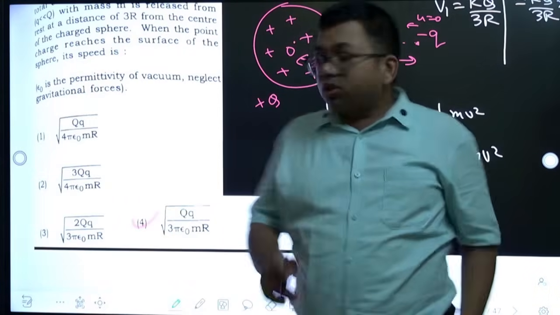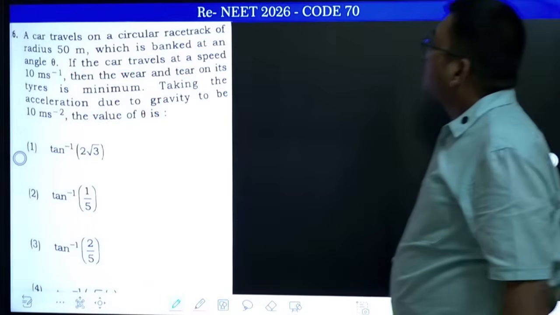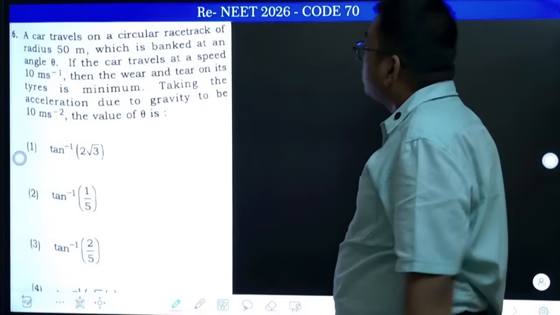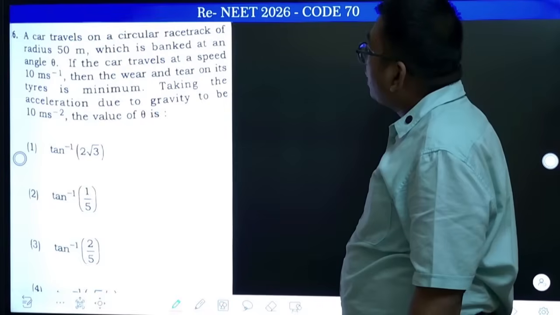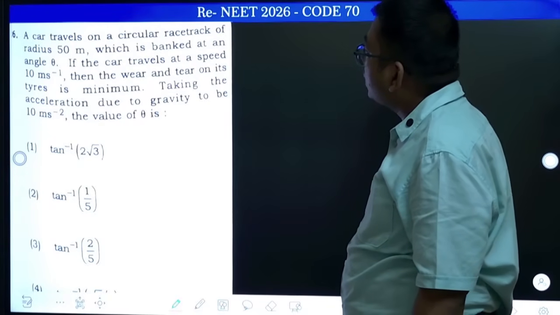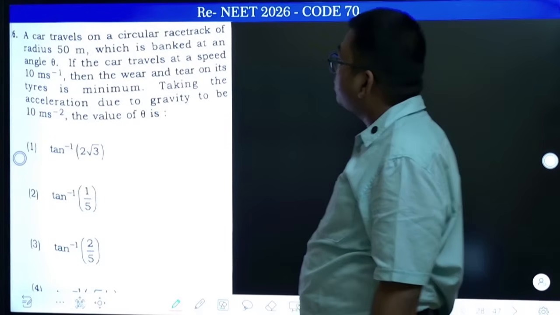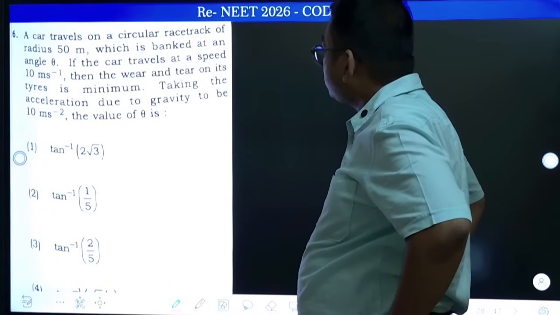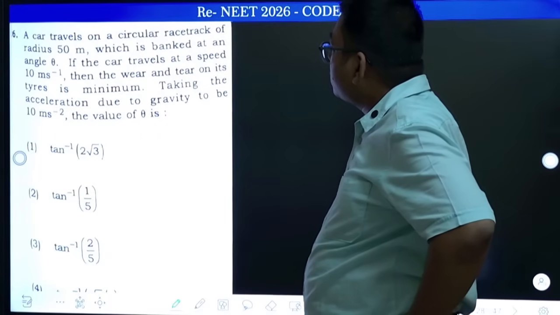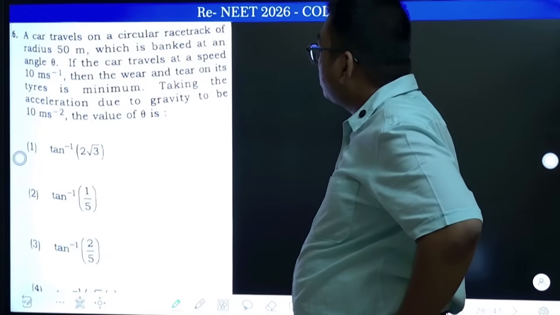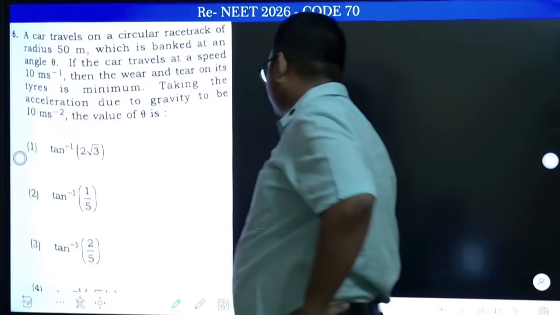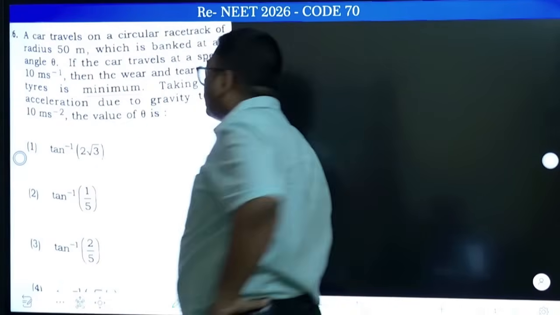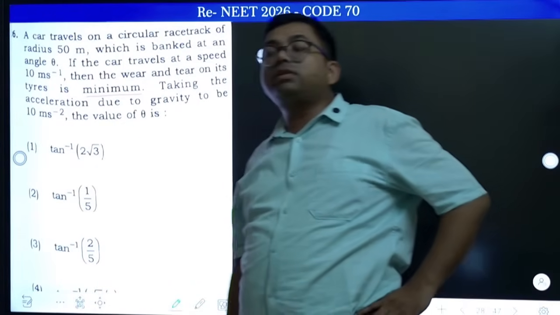So let's move to the next question. A car travels on a circular race track of radius 50 meters, which is banked at an angle of theta. If the car travels at a speed of 10 meters per second, then the wear and tear on its tires is minimum. Taking the acceleration due to gravity to be this, the value of theta will be? What does minimum wear and tear mean? That means the friction is minimum. Minimum friction is acting.